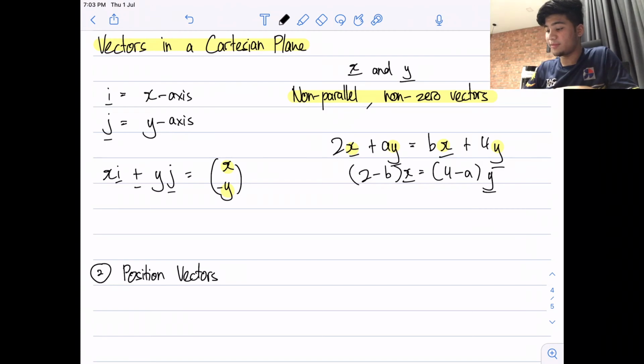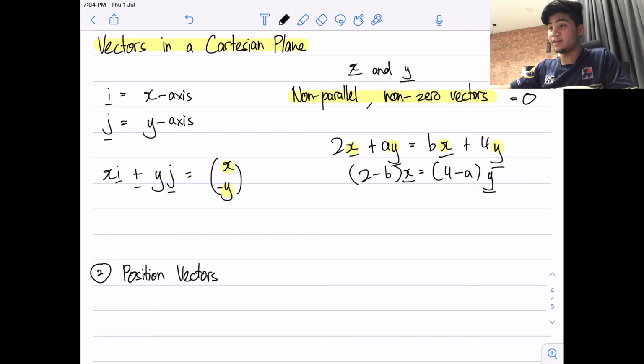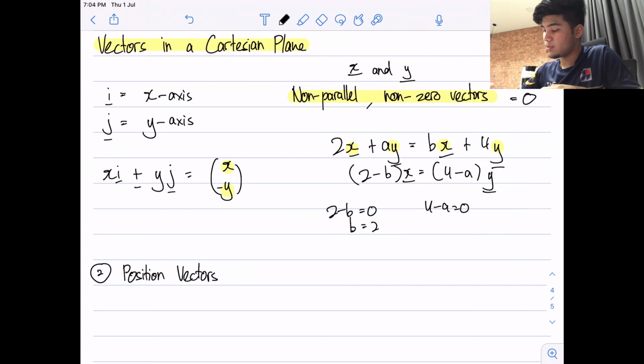So basically, from here, we know that for non-parallel and non-zero vectors, the coefficient of vector x and vector y equal 0. That means, from here, we can say that 2 minus b equals 0. That means b equals 2. And also 4 minus a equals 0, a equals 4. And you've already found the answer. That's how non-parallel and non-zero vectors work.